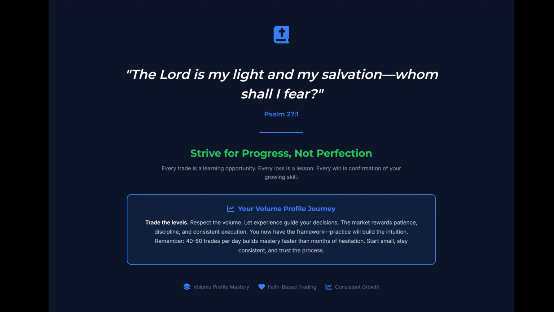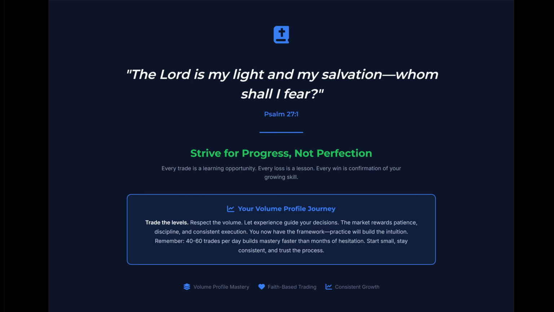Trade the levels, respect the volume, let experience guide your decisions. The market rewards patience, discipline, and consistent execution. You now have the framework, the setup classification system, the three-factor scoring matrix, the zone-based stop placement, the targeting hierarchy, the confluence stacking approach, the auction state identification, the session playbooks. You have everything you need to trade professionally.